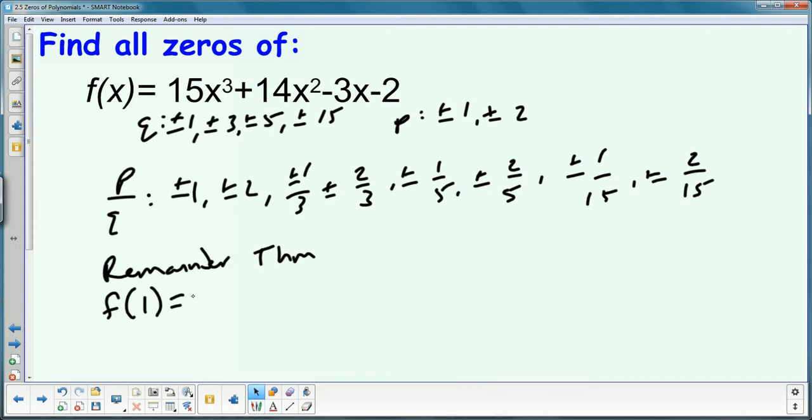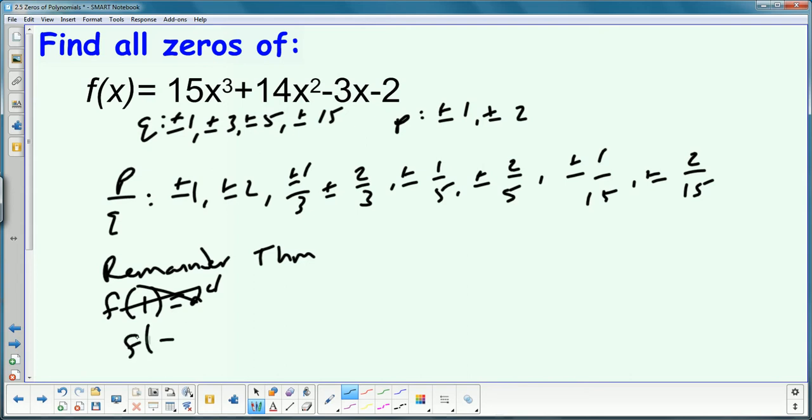Now if it's a 0, you should get out a 0 here. So to plug that in, I'm going to say 15 times 1 to the 3rd, plus 14 times 1 squared, minus 3 times 1 minus 2. And that gives me positive 24. So we know that 1 is not a 0.